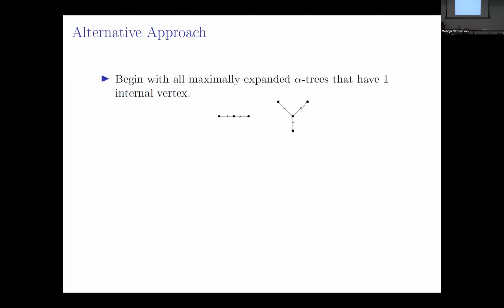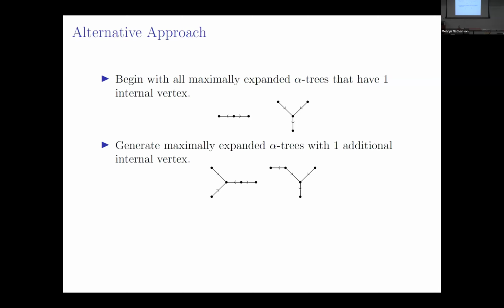So here we can begin with 2 maximally expanded alpha trees that have 1 internal vertex. These are actually the only ones that satisfy that. And then once you have these, you generate other maximally expanded alpha trees by adding 1 additional internal vertex. So you can see here that I've taken this leaf and I've turned it into an internal vertex in such a way, one of these arrows is pointing in the wrong direction, so that the statistic there is still equal to 0.